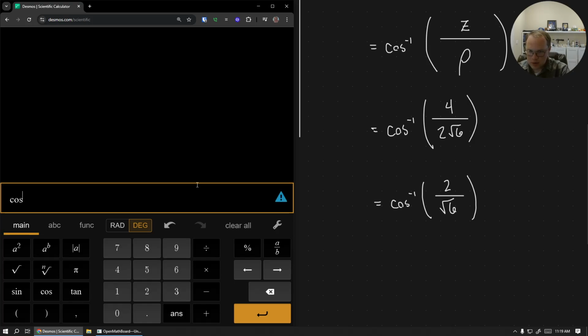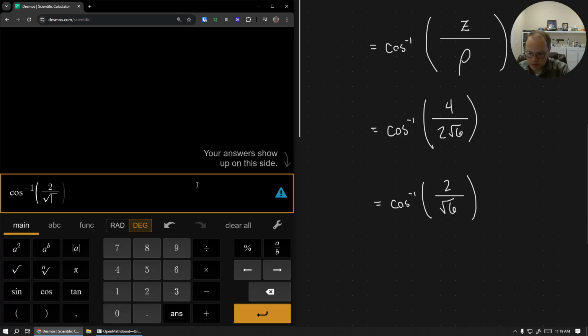One arc cosine of 2 over square root of 6. Again, be careful here. We want our answer in radians, not degrees. If ever you're not certain, if it's unclear from the problem whether you should be doing radians or degrees, the answer is radians. If the problem specifically is using degrees, use degrees. But if otherwise, use radians.